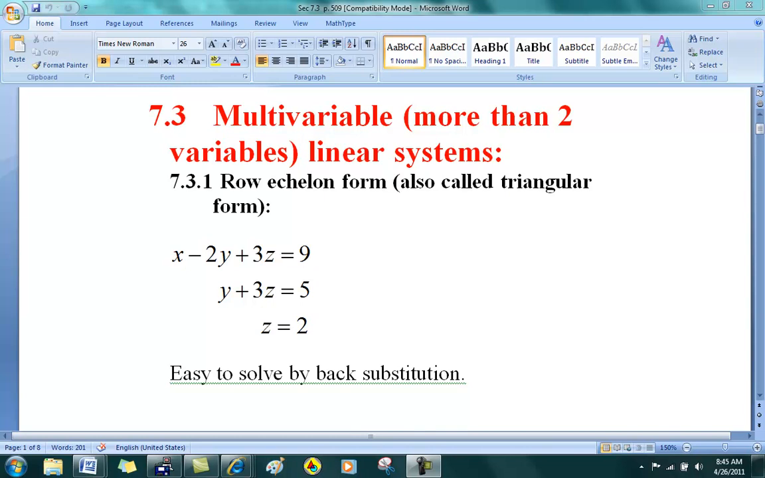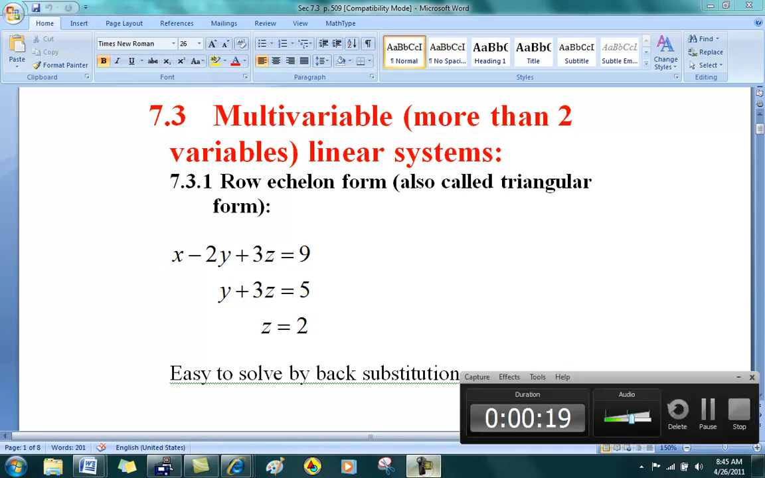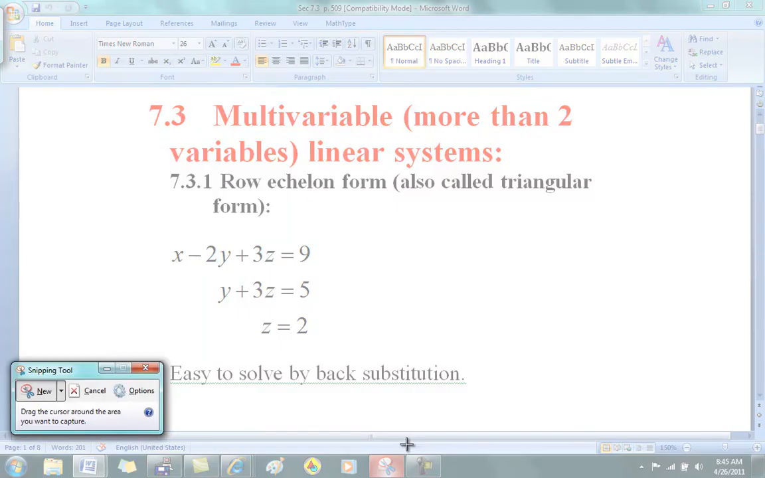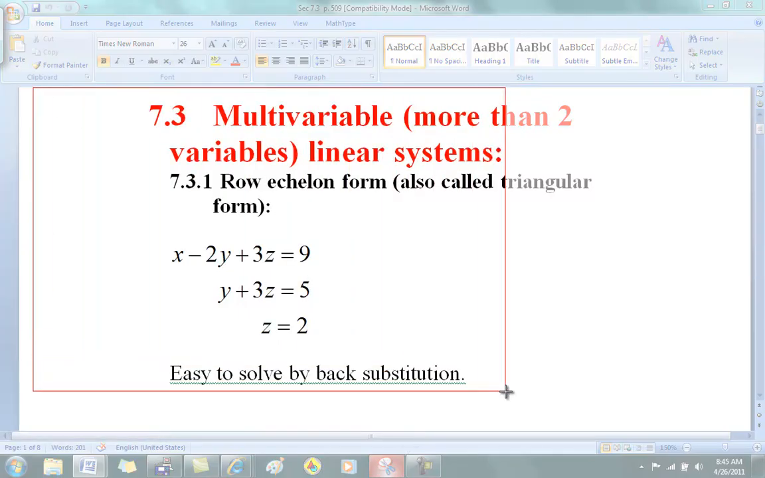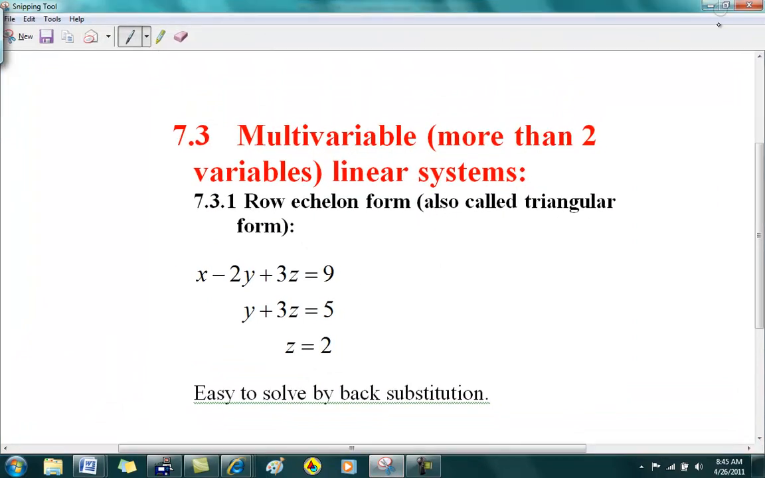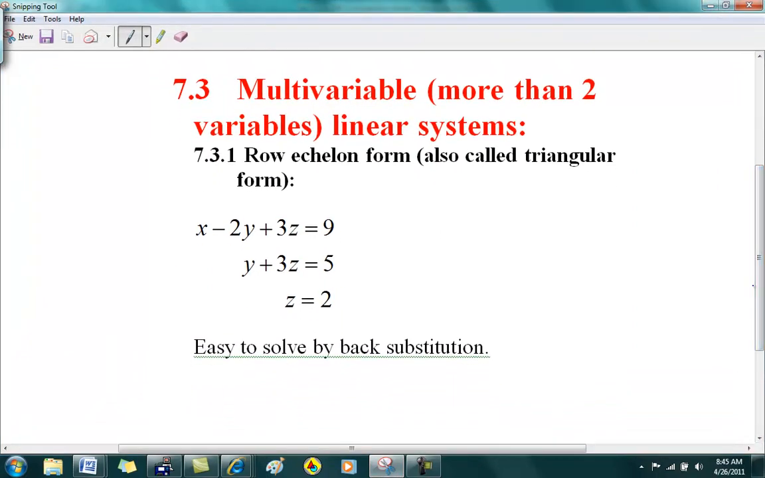Okay, so we're moving on to 7.3, and 7.3 is solving linear systems by what I call elementary row operations, also called Gaussian elimination. Tends to be kind of tedious, but it's things that you need to know. Okay, so right here you've got a system that's called a row echelon form system or a triangular system. Forms like a triangle like that.